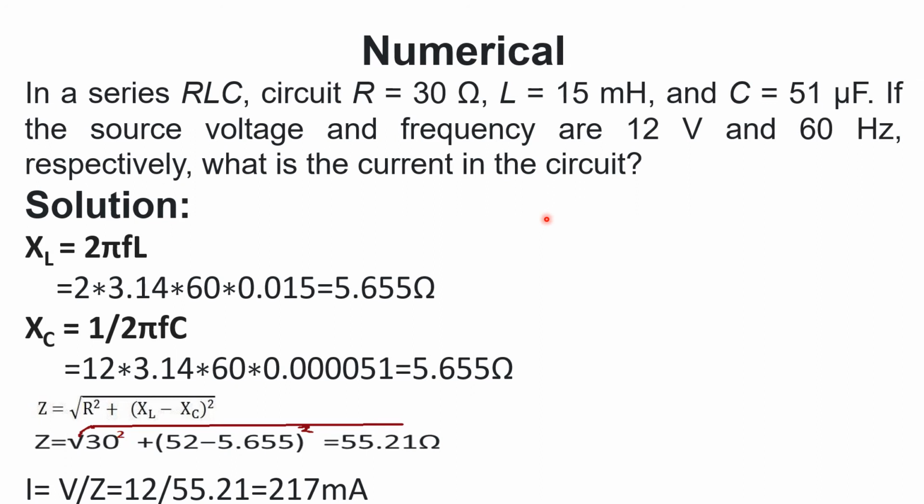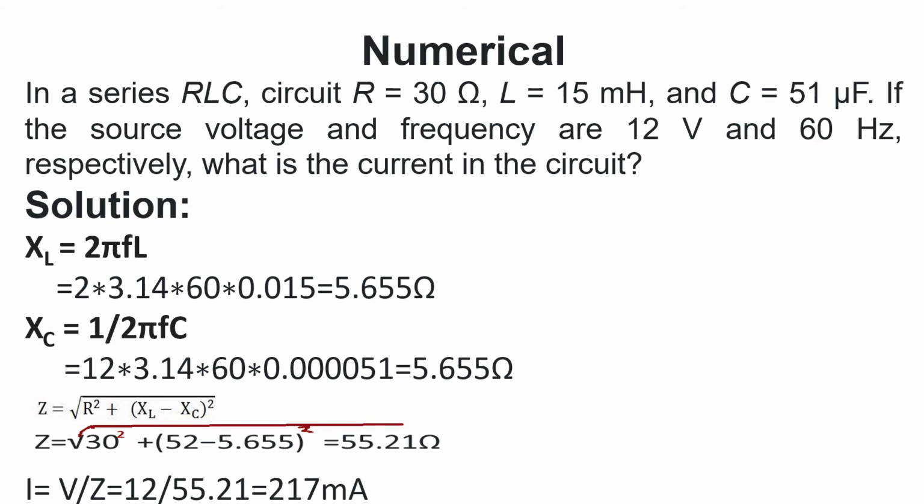So let's see what the input data given is. R is equal to 30 ohms, L is equal to 15 millihenry, that is 15 into 10 raised to minus 3. Capacitance C is equal to 51 microfarad, that is 51 into 10 raised to minus 6 farad. Voltage is equal to 12 volts and the frequency F is equal to 60 hertz.